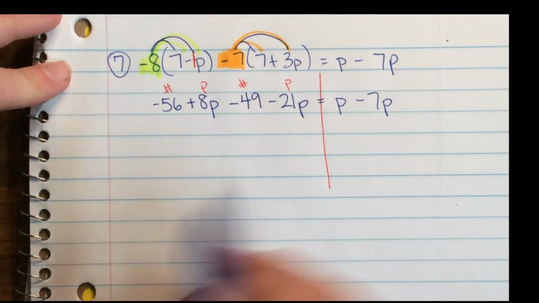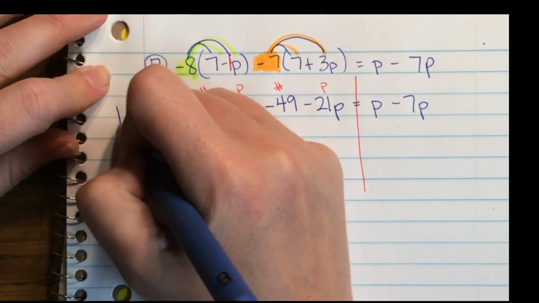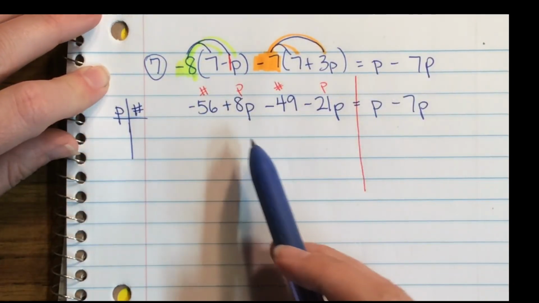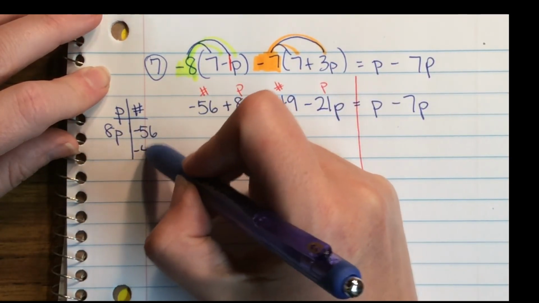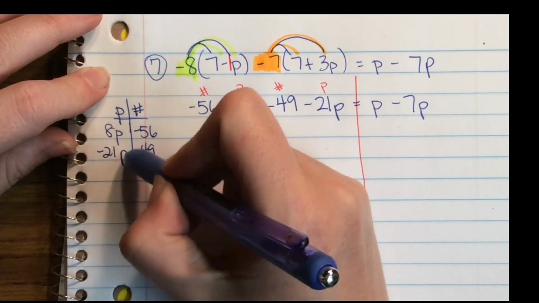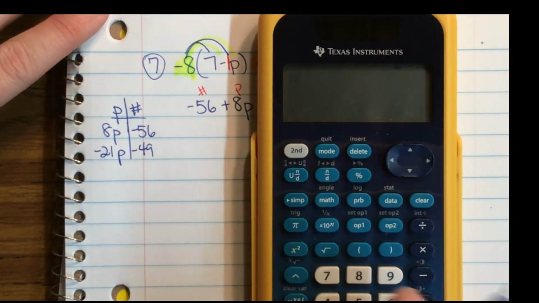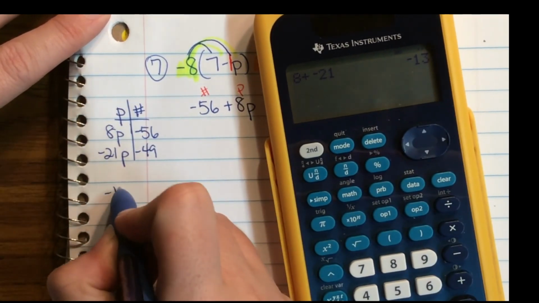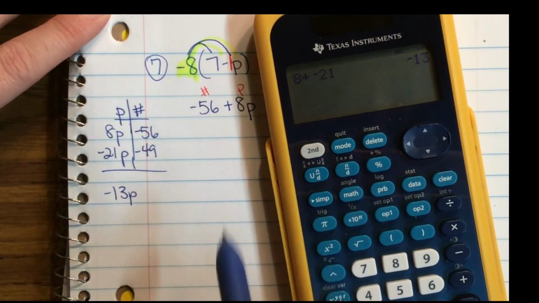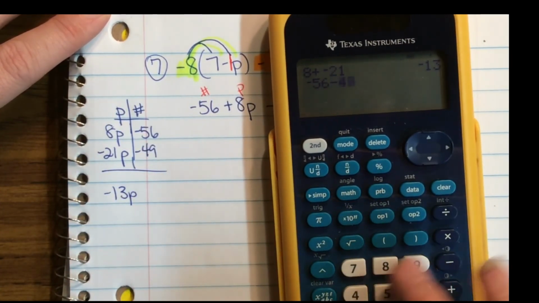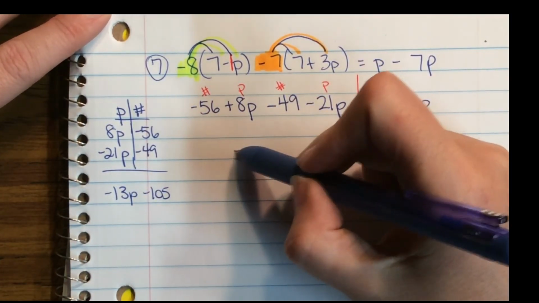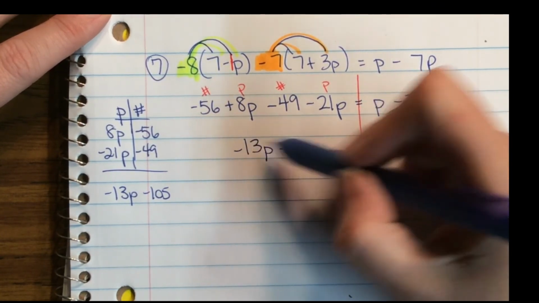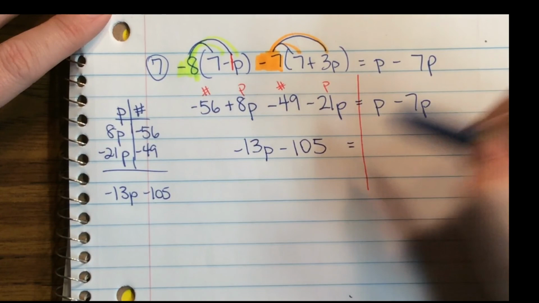So we have numbers and we have p's. I got negative 56 and positive 8p. Then I got negative 49 and negative 21p. So positive 8 plus negative 21 is going to give me negative 13p. Then I have negative 56 minus 49, which is going to give me negative 105. So this side simplifies to negative 13p minus 105.